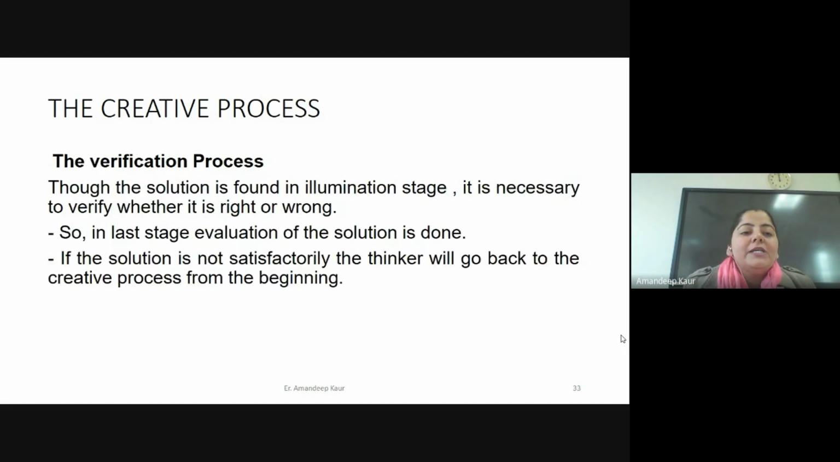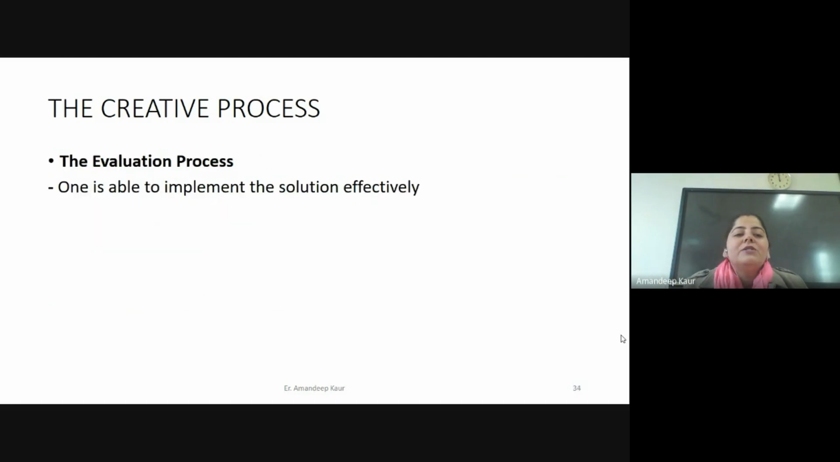Now tell me, is it possible for us to find out these kind of processes at institute level? After elimination, once we are able to find out the solution, we validate whether this particular solution is right or wrong. And in the last stage, we evaluate the whole process and implement the solution effectively.